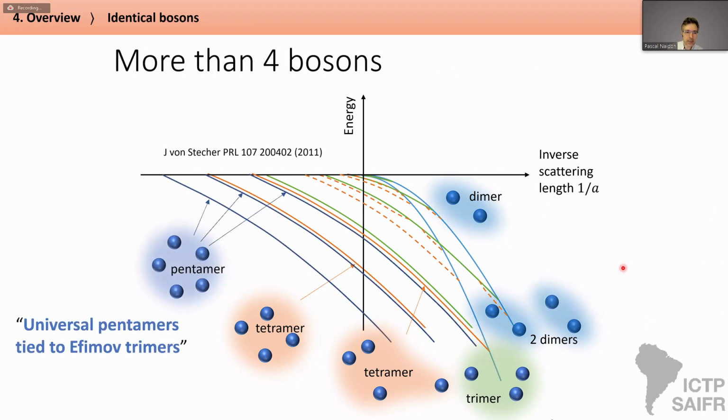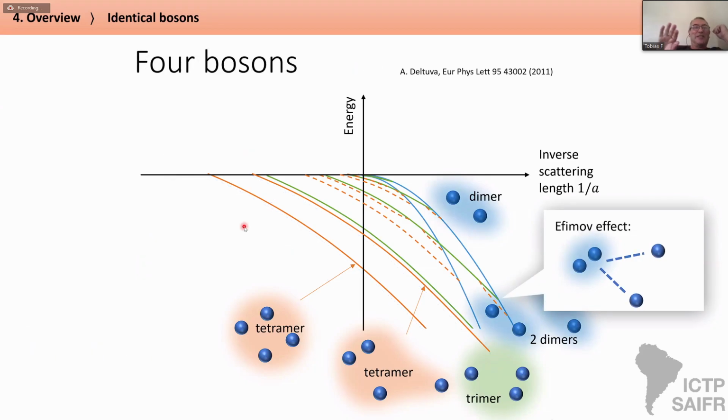Okay, and then people looked at what happens... Yes, Professor Naidon, Tobias would like to make a question. Tobias. Yeah, okay. Before going to more bosons, Pascal, yes.